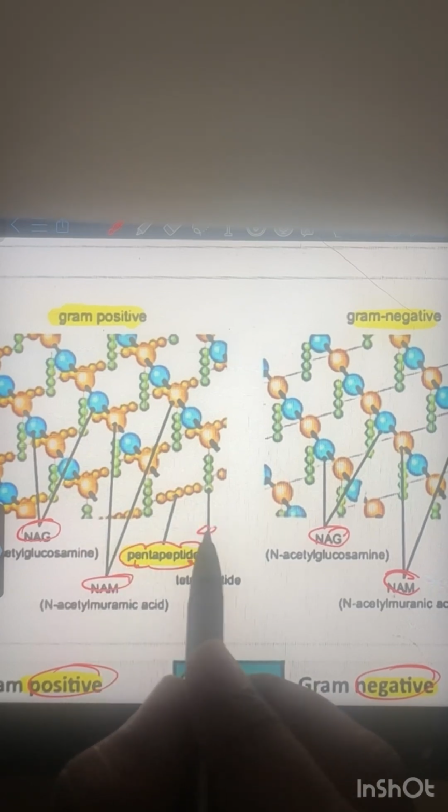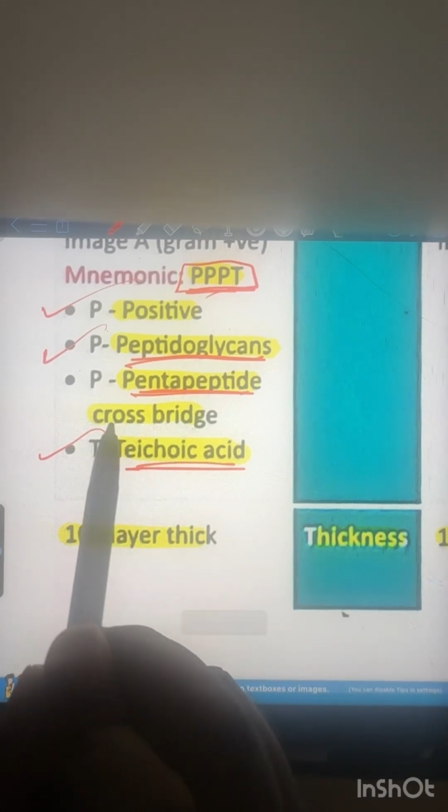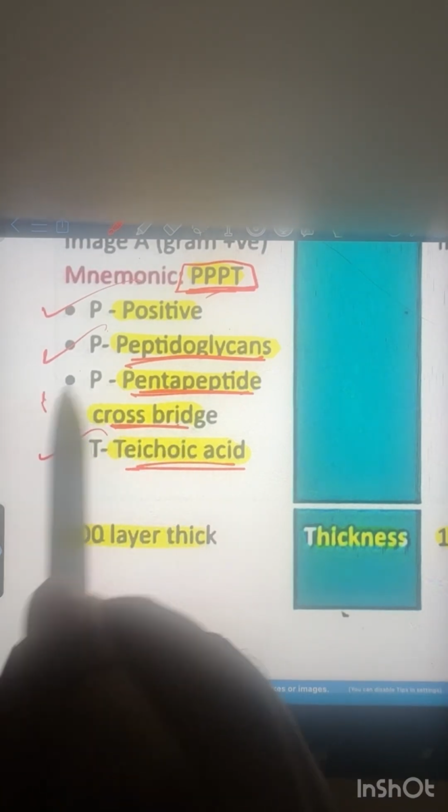If I try to join and see, do you see any of those 5 molecules over here? No, here there is an empty line. I don't see those. So simply, a gram-positive organism will have the pentapeptide cross bridge, a lot of peptidoglycan, and a lot of teichoic acid. A gram-negative organism will not have teichoic acid, will not have this pentapeptide cross bridge, and peptidoglycan is very, very less. So what does it have?